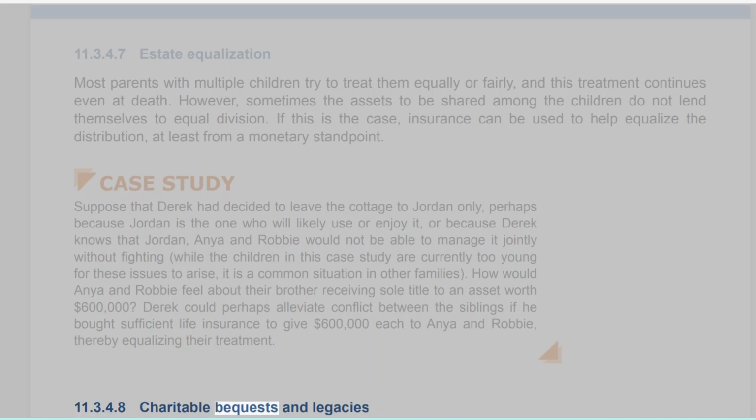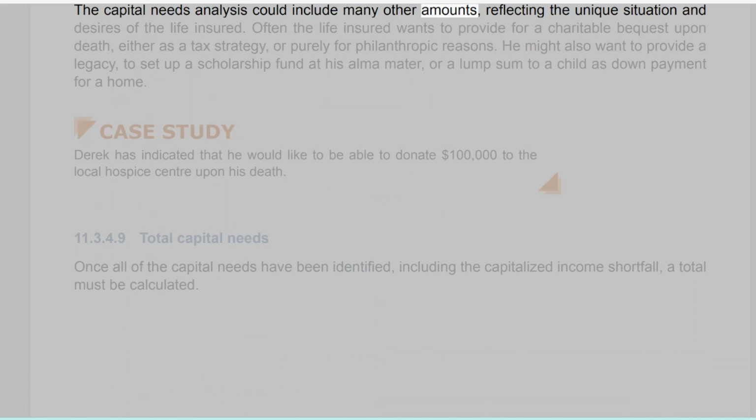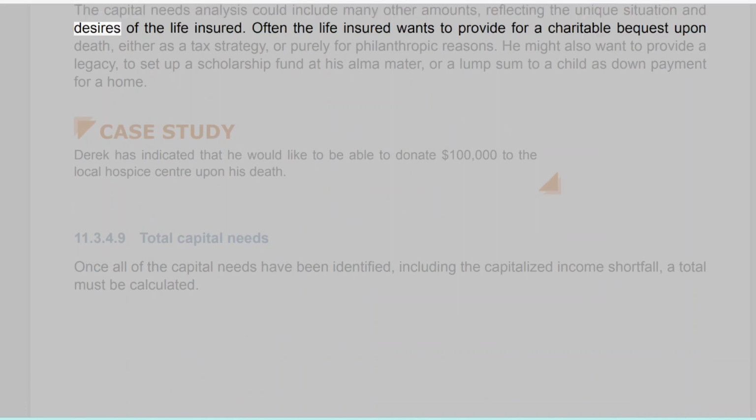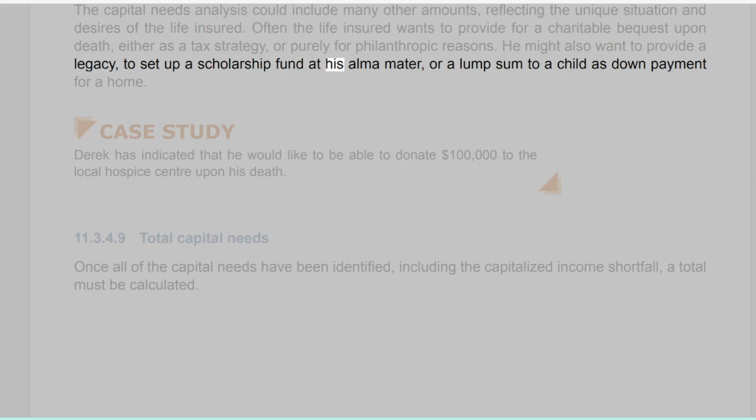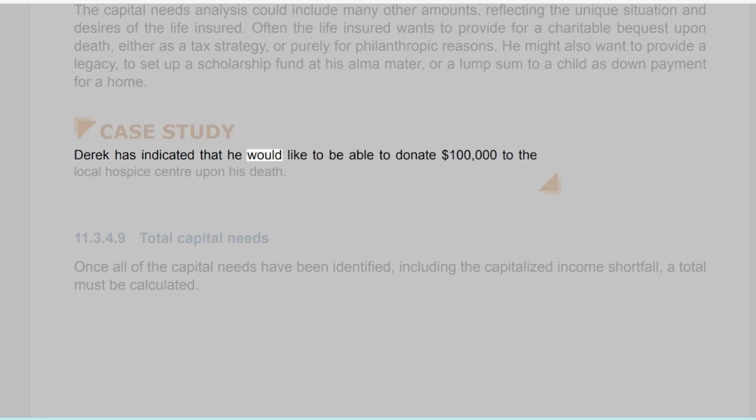1.3.4.8 Charitable bequests and legacies. The capital needs analysis could include many other amounts, reflecting the unique situation and desires of the life insured. Often the life insured wants to provide for a charitable bequest upon death, either as a tax strategy or purely for philanthropic reasons. He might also want to provide a legacy, to set up a scholarship fund at his alma mater, or a lump sum to a child as a down payment for a home. Case study. Derek has indicated that he would like to be able to donate $100,000 to the local hospice center upon his death.